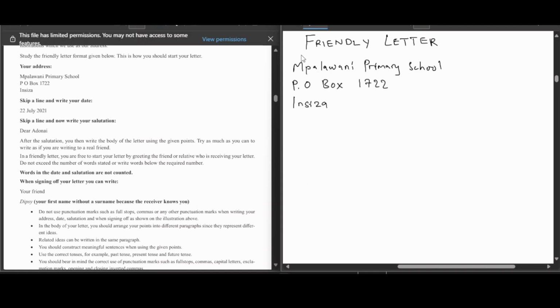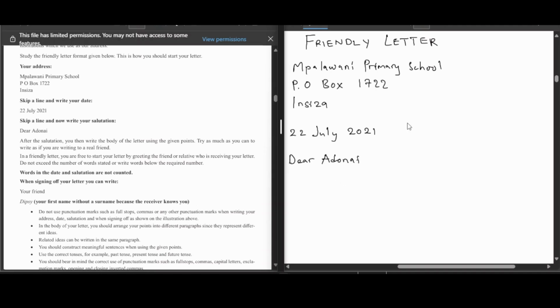So after we have written our own address, we skip a line, then we write the date. Everything is done on the left side. Our date is 22 July 2021. We also skip another line. We write our salutation, Dear Adonai.